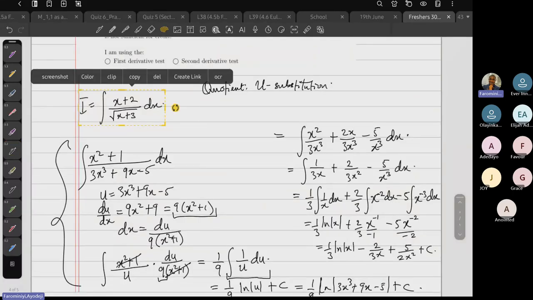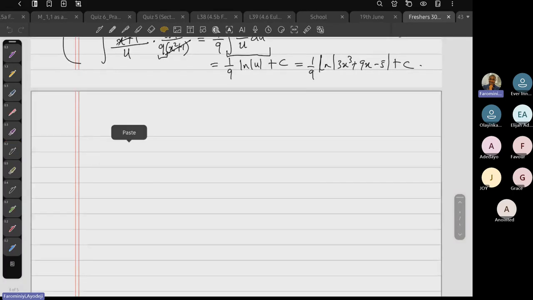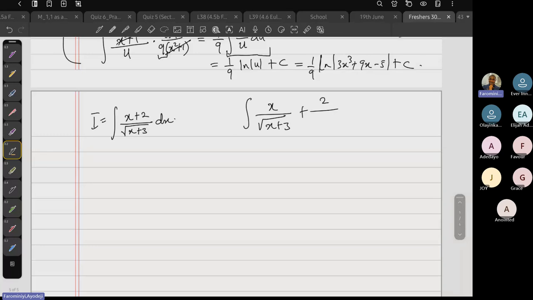So coming back to this particular one. Madam Joy, I hope you are with us now. So looking at this, I know I cannot split it. Splitting it, or simplifying, will mean I want to write something like x over square root of x plus 3 plus 2 over square root of x plus 3. But this even complicates the problem the more here. So the best thing to do is to just go ahead with the u substitution.